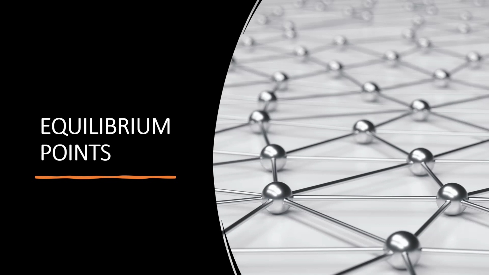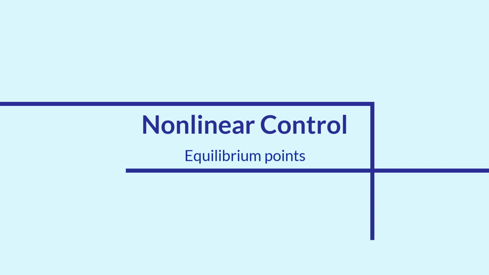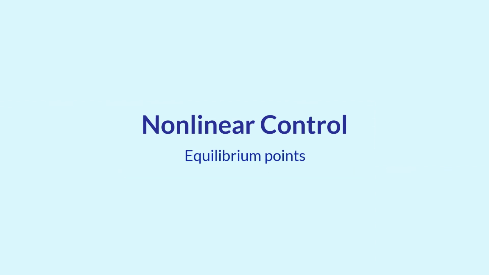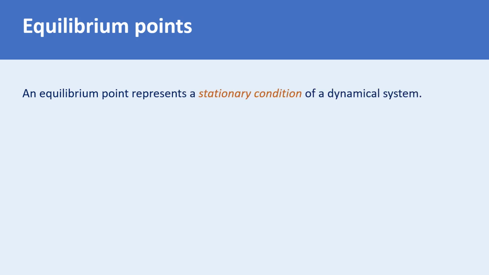This lecture is on equilibrium points, which are important features of dynamical systems. We start with a simple definition and a simple example of an equilibrium point. An equilibrium point represents a stationary condition of a dynamical system.